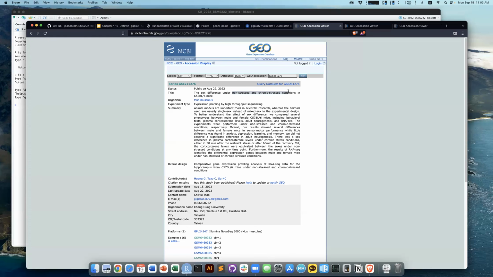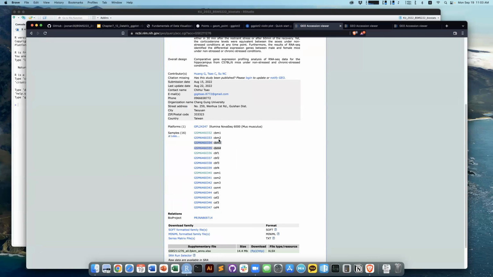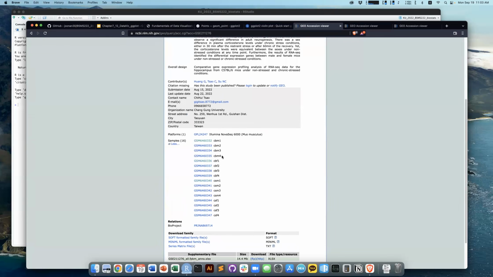So let's think about this situation. We have 4 replicates, so 4 different mice, right? Male and female, stress versus non-stress, stress versus non-stress. So we can guess that there might be some differences coming from assigners. Let's say these 2 mice are processed by me, and these 2 mice are processed by others, right? Somewhere else. We don't know that, right?